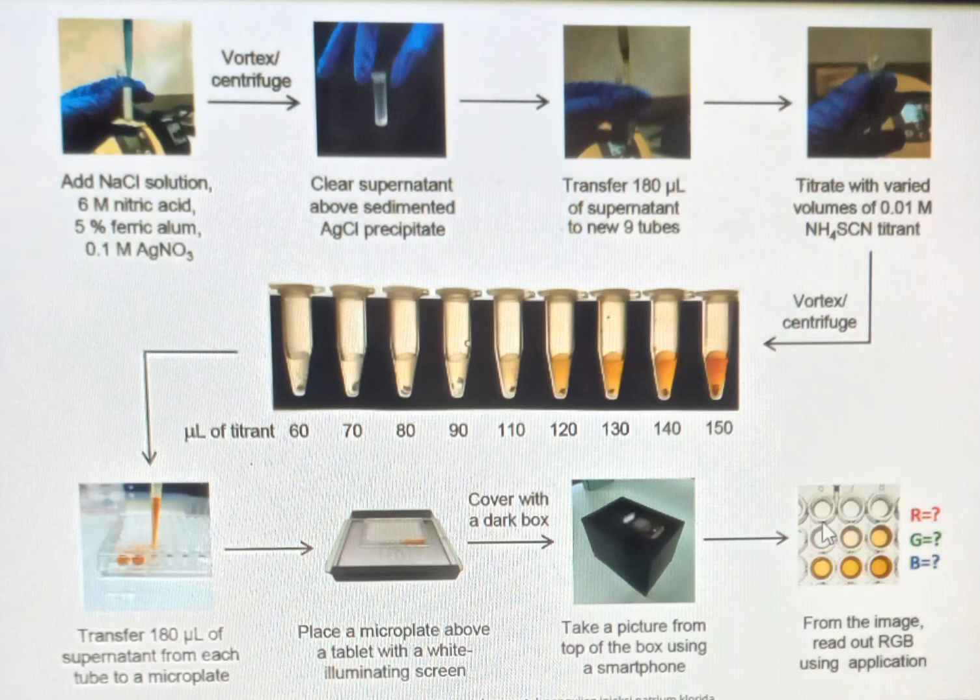And 180 microliters of aliquots of the clear supernatant containing residual silver nitrate were transferred to 9 microcentrifuge tubes. For example, 4 and 5 points of volume before and after the predicted equivalence point were subjected to centrifugation at 12,000 rpm for 5 minutes to sediment silver thiocyanate precipitate, and 180 microliters of supernatant was transferred to a 96-well microplate for photography using a smartphone.